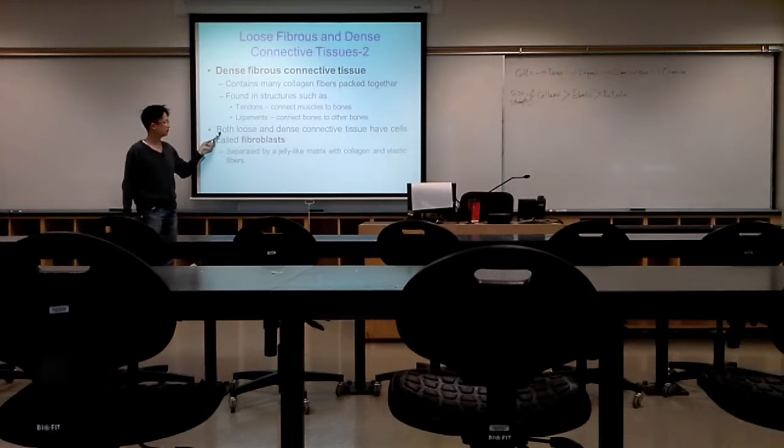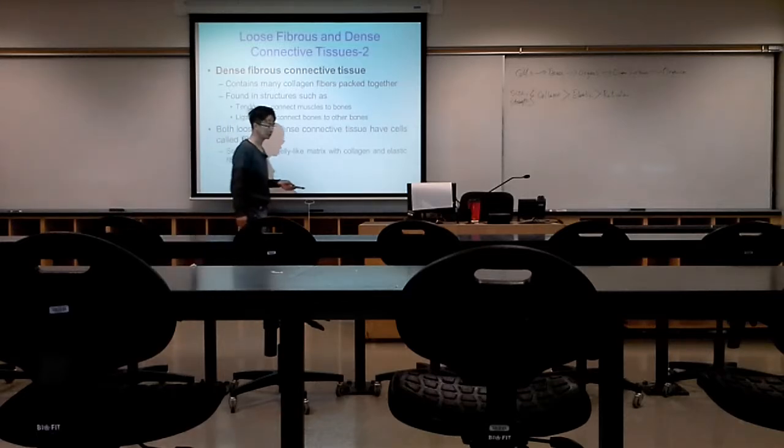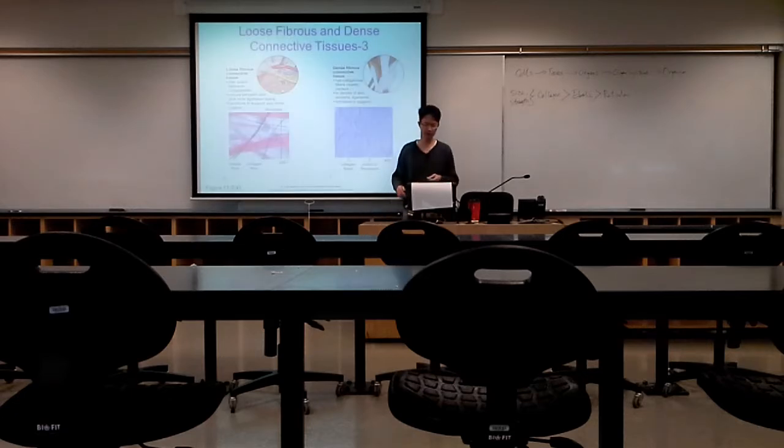They both have the connective tissue cell called fibroblasts. Both loose and dense connective tissue have fibroblasts. Fibroblasts are the cells that can generate or mature into different types of cells. This type of cell will generate fiber. So the matrix of these two types, loose and dense connective tissue, is a jelly-like matrix with collagen and elastic fiber. So we can take a look at the pictures here.